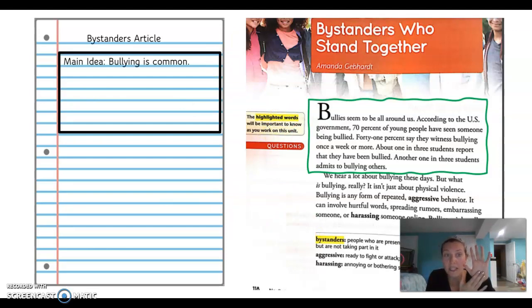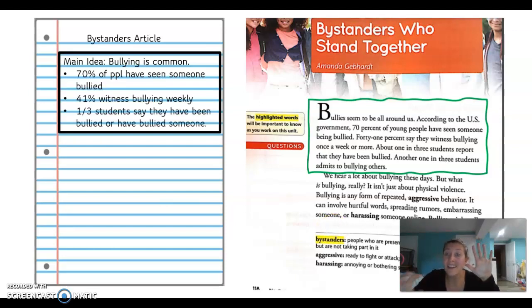It happens often. And so then I'm going to go back and see if I can find at least 3 supporting details that support the fact that bullying is common and it happens often. And I see that 70% of young people have seen someone being bullied. Another supporting detail is that 41% witness bullying on a weekly basis. And then in the last part of that paragraph, it says that 1/3 of students say that they have either been bullied or they have bullied someone.